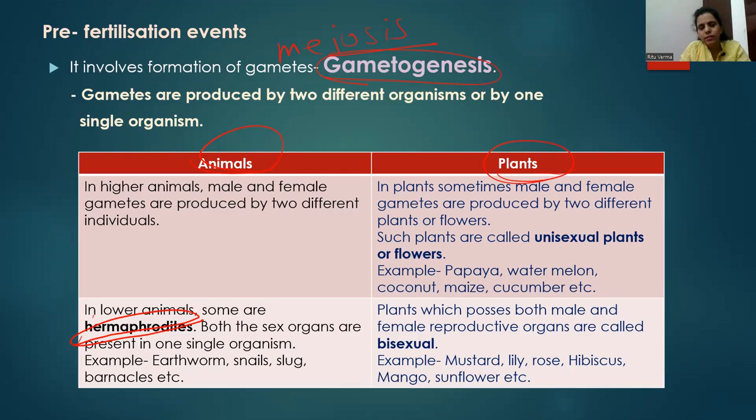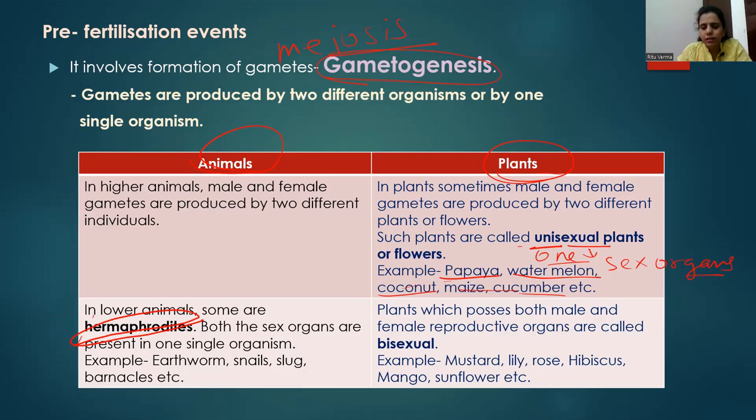When we talk about plants, similarly to animals, generally in higher plants like angiosperms and gymnosperms, male and female plants, or male and female flowers, are clearly distinct and separated. So there are some unisexual plants or flowers. The meaning of this term is that uni means one, and sexual means sex organs. So unisexual plants means plants in which only one reproductive organ or structure is present, either male or female. Similarly, a unisexual flower is a flower in which only one reproductive organ is present, either male or female. Examples of such plants are papaya, watermelon, coconut, maize, and cucumber, etc.